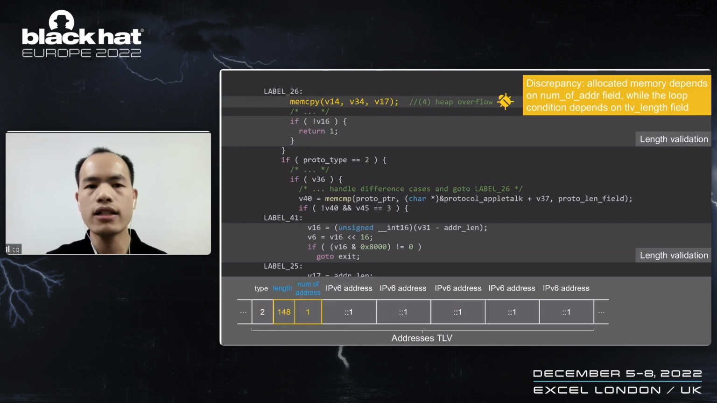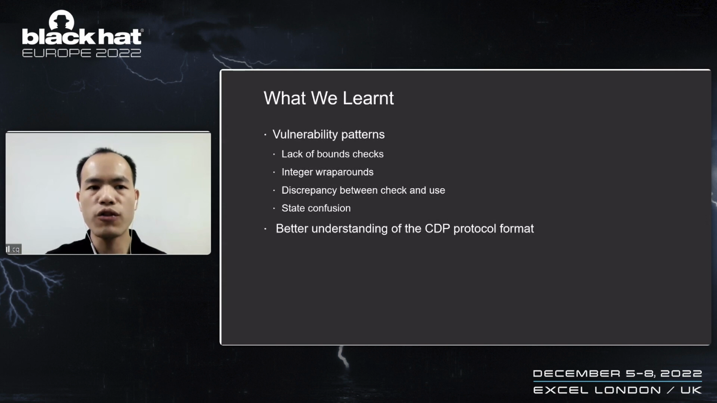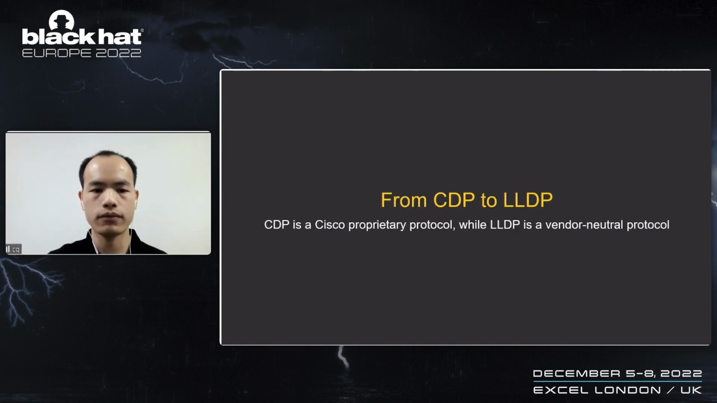Since the exit condition of the loop depends on the TLV length field, if we craft an IP address TLV with a large TLV length and a small number of address values, then we can cause heap overflow on memcpy at 4. So far, when studying the CDPwn research, we learned many vulnerability patterns from both the original and the newly found vulnerabilities. What's more, we have a better understanding of the CDP protocol format.